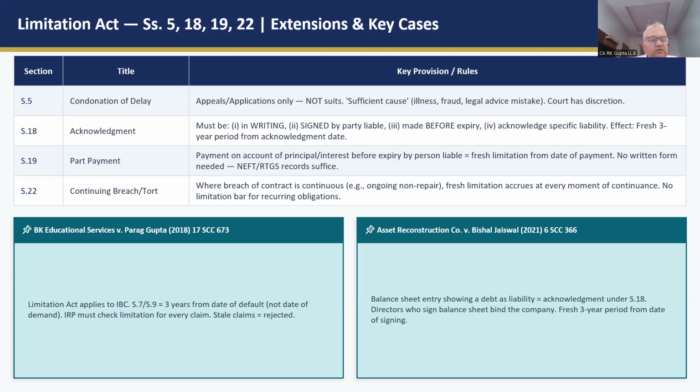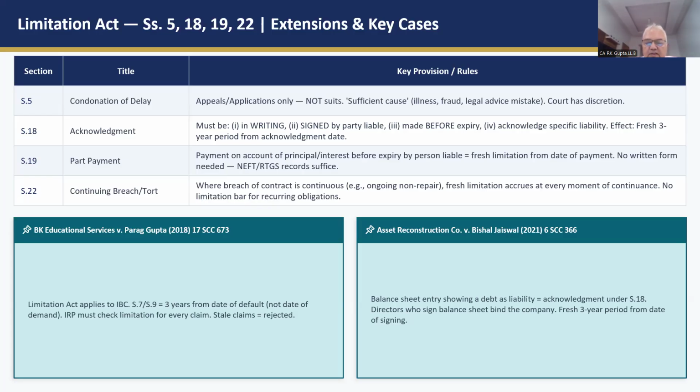Section 22 talks of continuing breach or tort. So it says where a breach of contract is continuous, for example, ongoing non-repair, then fresh limitation accrues at every moment of continuance, and no limitation bar is there for a recurring obligation.